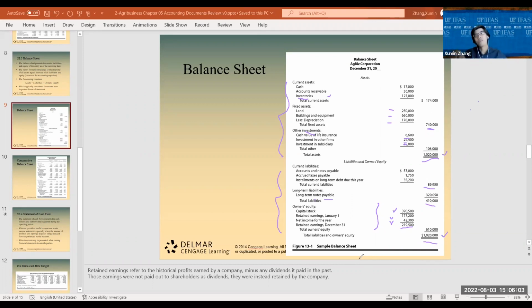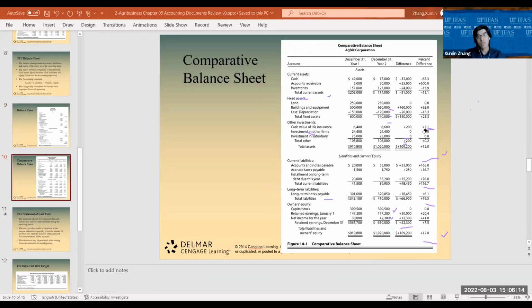Those are the two documents that you need to focus on. I call these the two most important ones. Let's take a quick look: year one, year two, difference. I want to start by comparing the total assets. The current assets are down 15%. But the good thing is the fixed assets; we are purchasing some fixed assets, so this can be a positive. Total assets actually increased 12%.